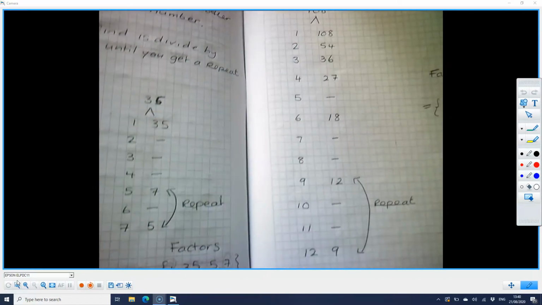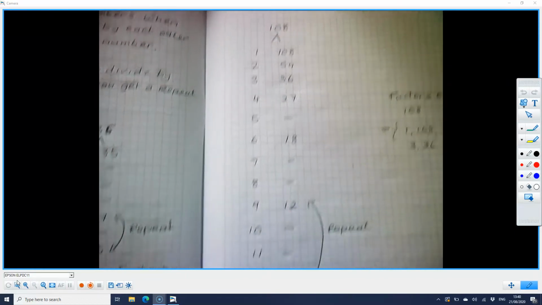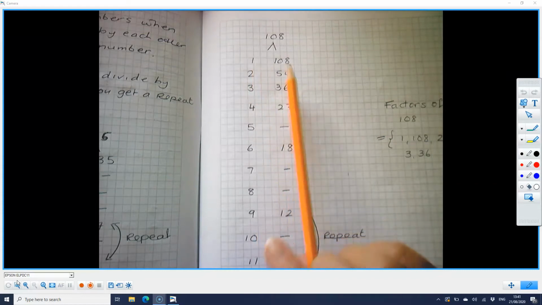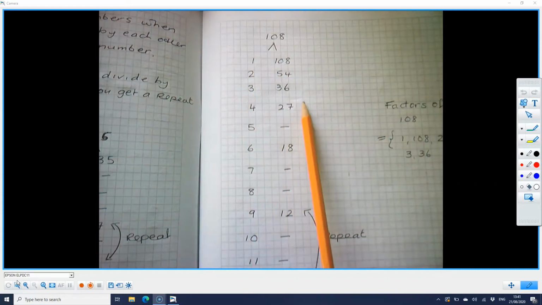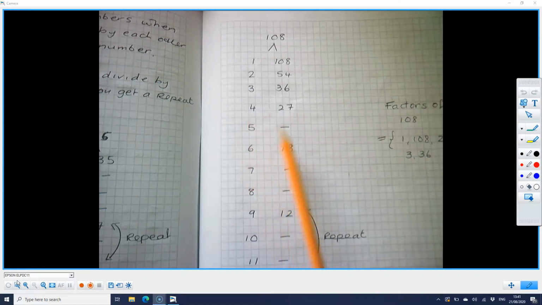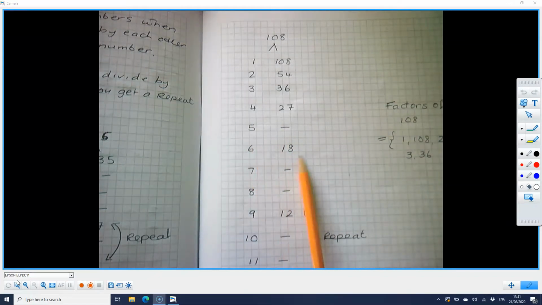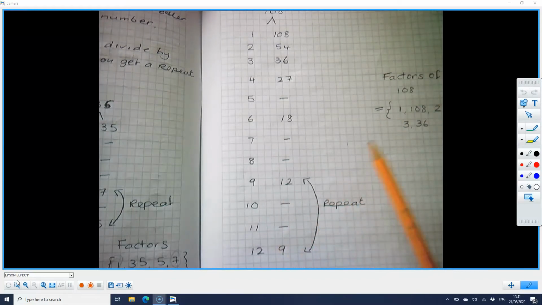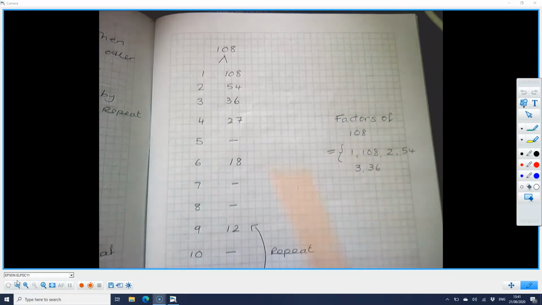In terms of factors again, if we gave you 108 and asked you to find the factors, you go 1 into 108 works, 2 works, 3 works, 4 works, 5 doesn't work, so just do a dash, 6 works, 7 doesn't, 8 doesn't, 9 works, so write it down, 10 dash, 11 dash, and then 12, you've got your 9, so you've got your repeat again. Despite the fact it's a really big number, the factors of 108 are these numbers.